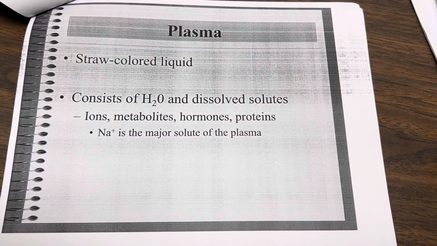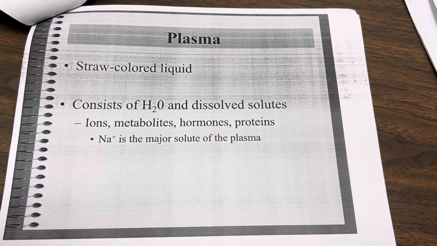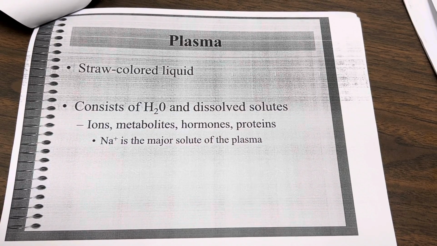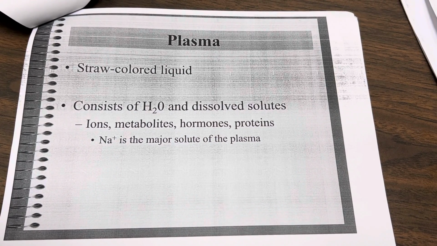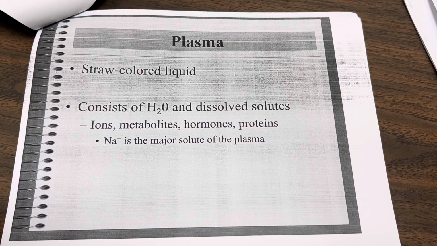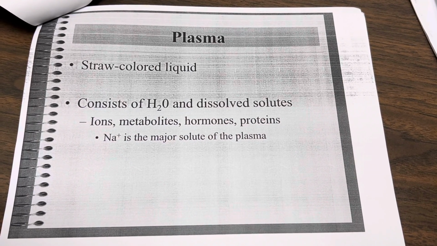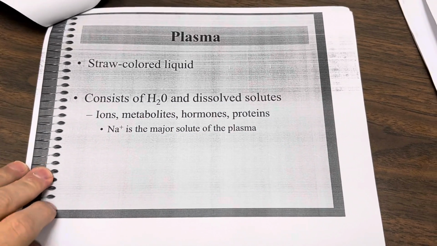Plasma is a straw-colored liquid that consists of H2O and dissolved solutes. The dissolved solutes in plasma are ions, metabolites, hormones, and proteins. Sodium is the major solute of the plasma.